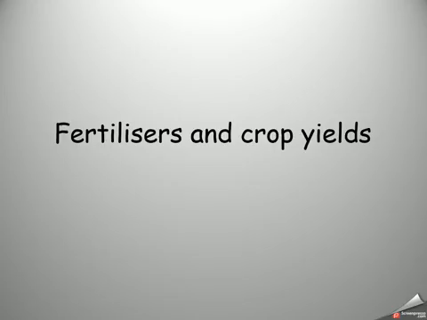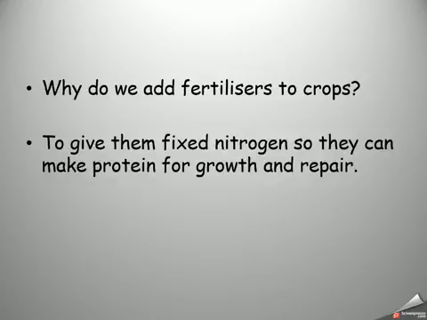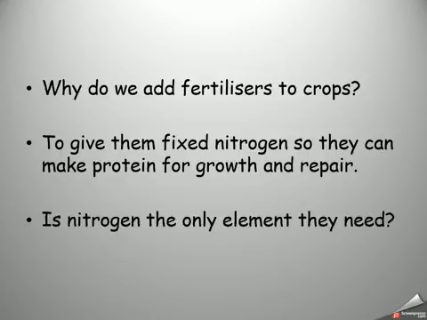Okay, right, fertilizers and crop yields. Why do we add fertilizers to crops? Well, we need to give them fixed nitrogen so they can make protein for growth and repair. Remember what I said, that plants need nitrogen to make protein. That's why we give fertilizers to crops.